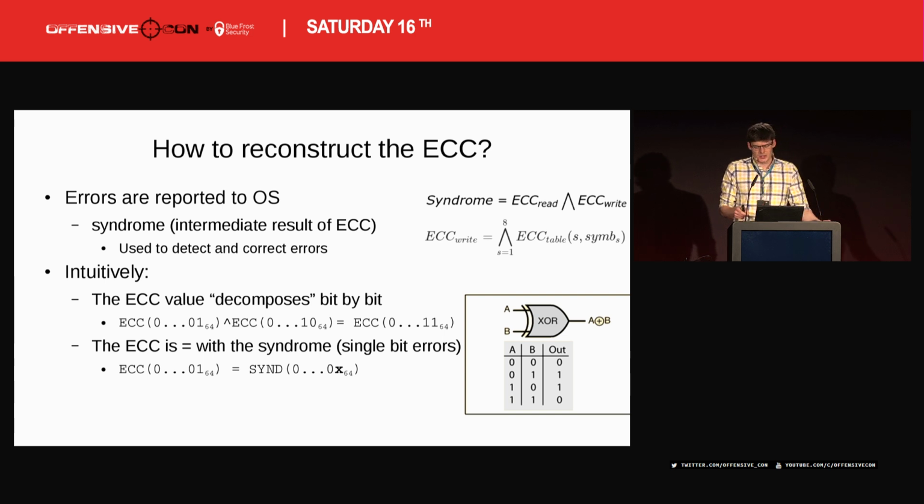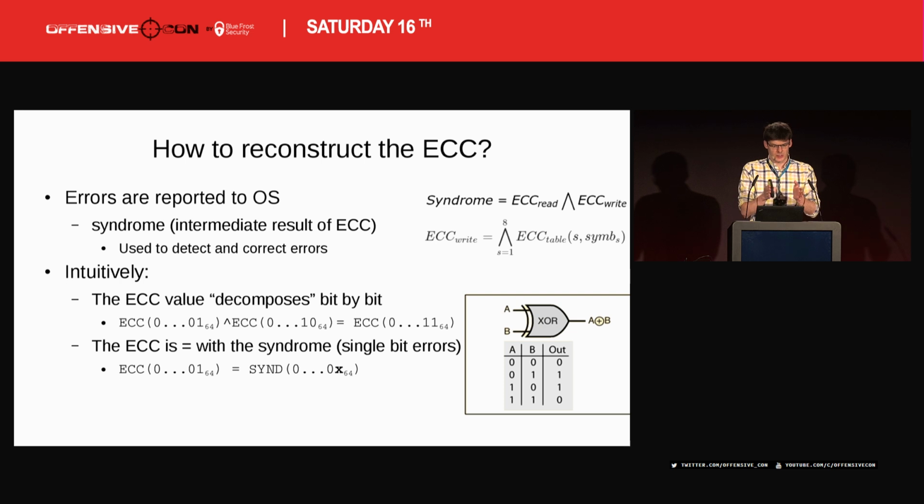Intuitively, we could say that ECC decomposes bit by bit. As I said, everything is implemented in XOR, and this is a property of the way the ECC was chosen to be easy to implement in hardware. So there are two interesting properties. The ECC value decomposes bit by bit, and the ECC is very related with the syndrome. So basically, we could say the ECC is equal to the syndrome. So if we treat ECC as a function, and let's assume this function takes a 64-bit value input, and this input has only one bit asserted on one of the positions.